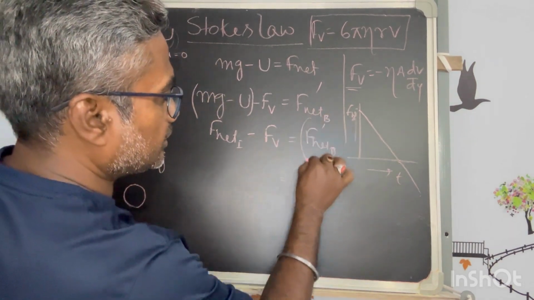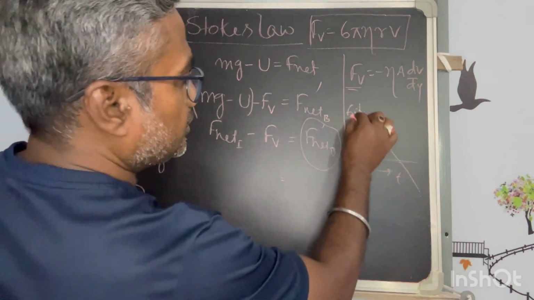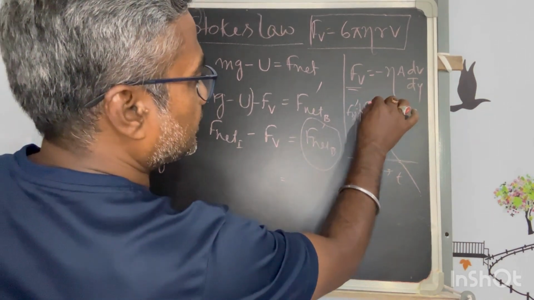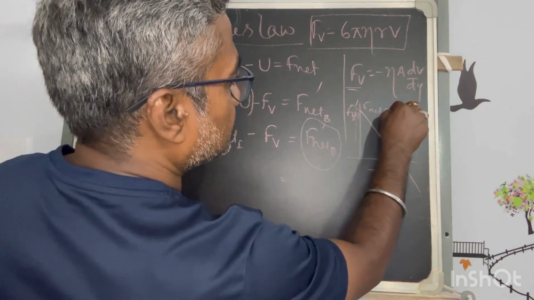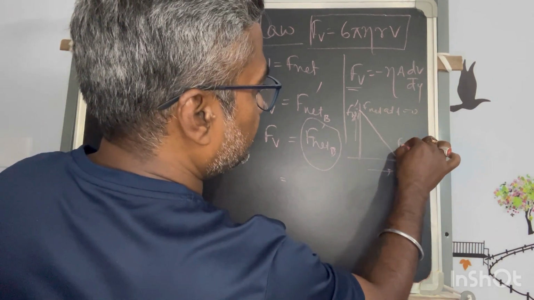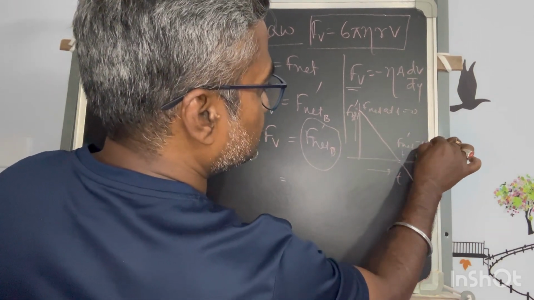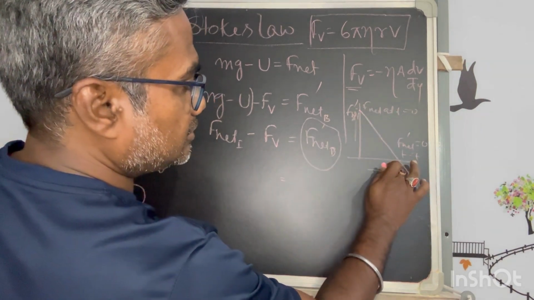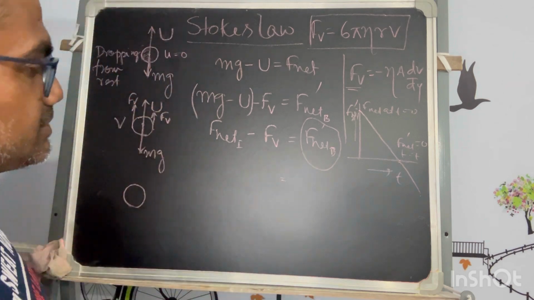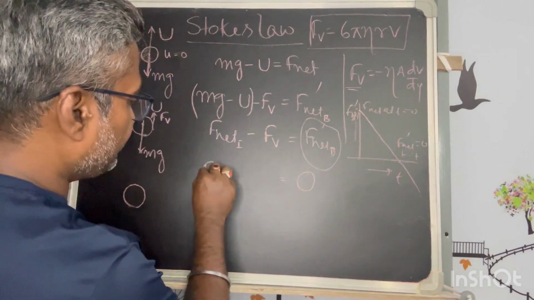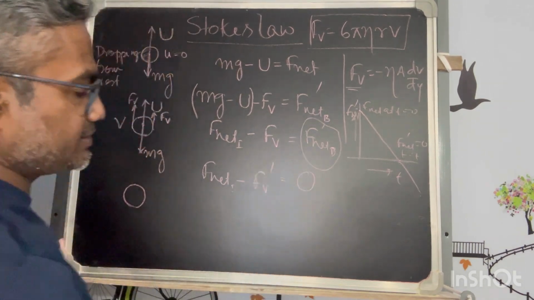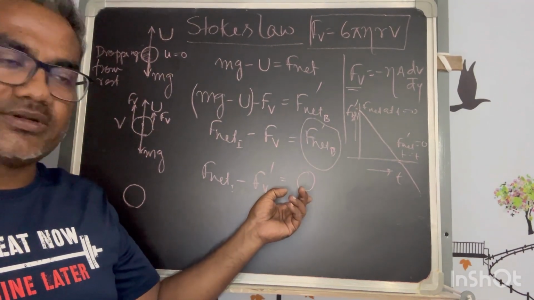This F net dash is variable, because F net dash is varying from F net. Here it is F net at t is equal to 0. At some time t is equal to t, F net dash must be equal to 0. This is the maximum value, and some time after it will reach 0. So F net initial minus the value Fb dash will be 0 after some time.